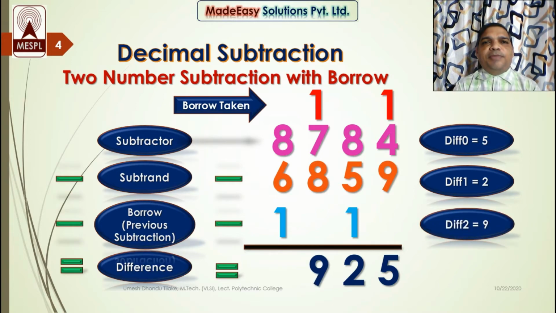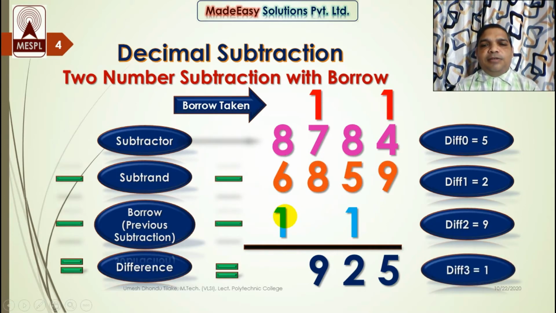Now perform the subtraction of MSDs, most significant digit. So when I subtract 6 from 8, I will get 2, and then subtract this borrow given to the previous subtraction from the 2. So I will get 2 minus 1 is equal to 1 as a difference over here, and I will put the difference over here. So I have performed all digit subtractions and I got the result 1925.